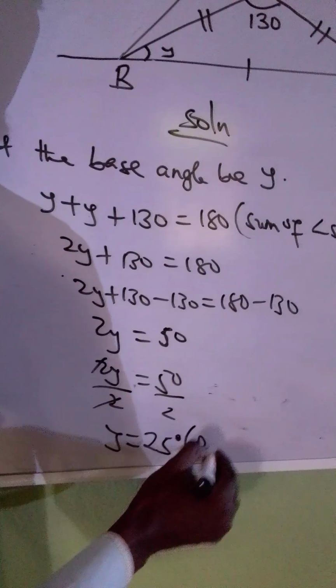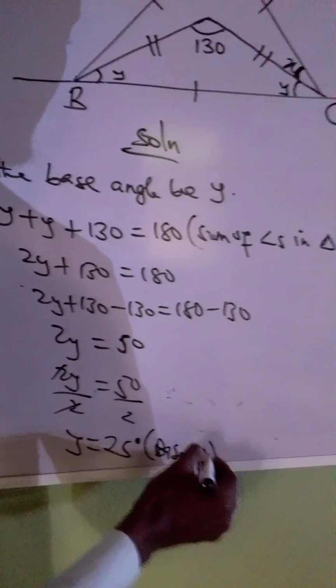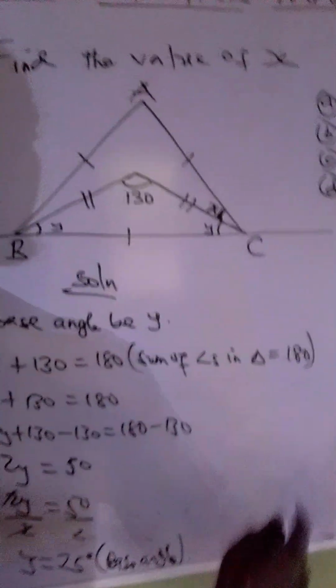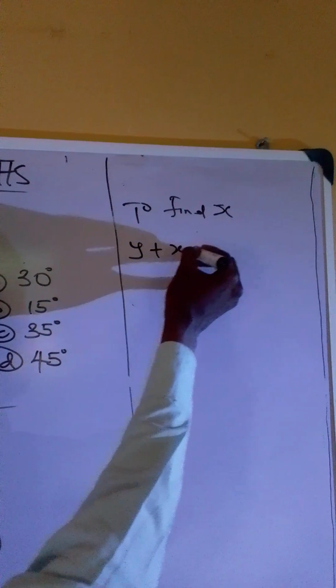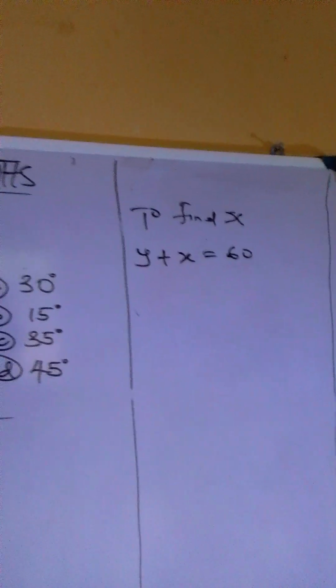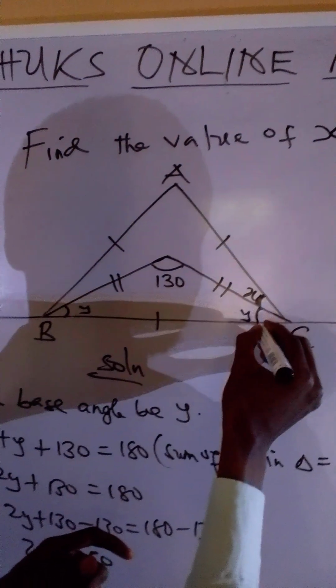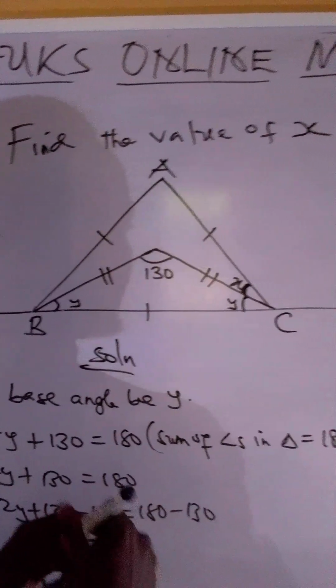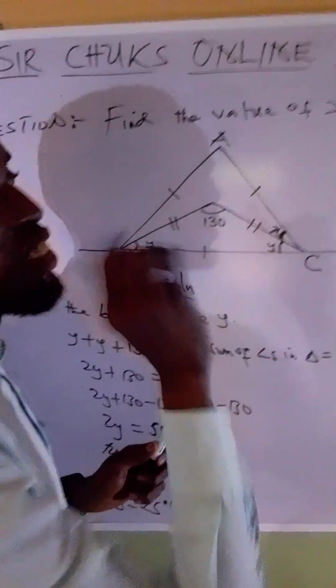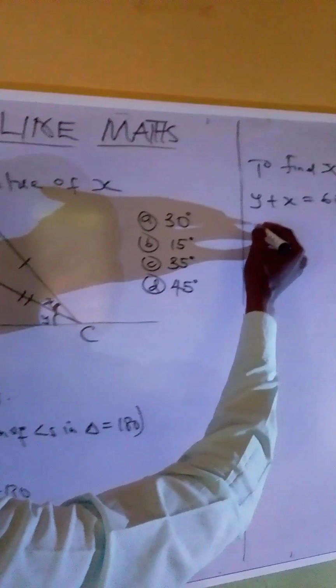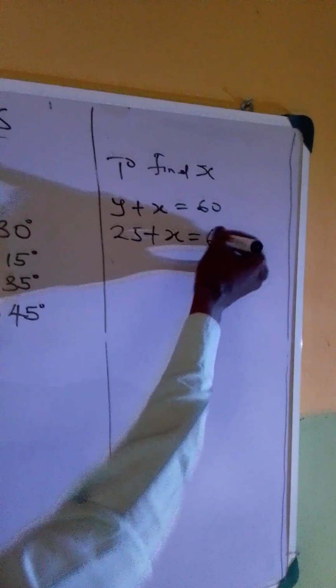So that means this is the base angle of this isosceles triangle. Alright, so let's find x. To find x, we now have that angle y plus angle x is equal to 60. That means this angle and this angle make 60, since this is an equilateral triangle and each angle of an equilateral triangle is 60 degrees. So what is angle y? Angle y is 25 degrees. So 25 plus x equal to 60.